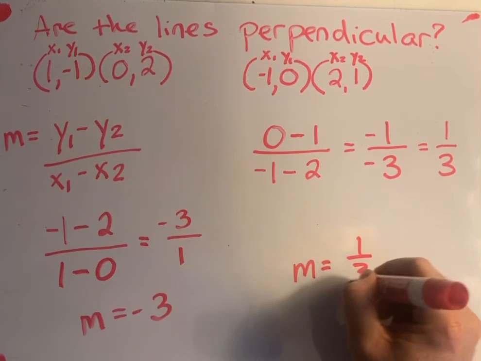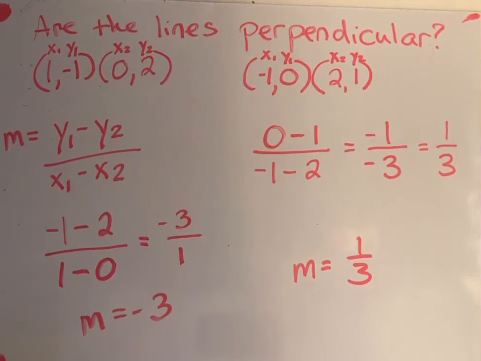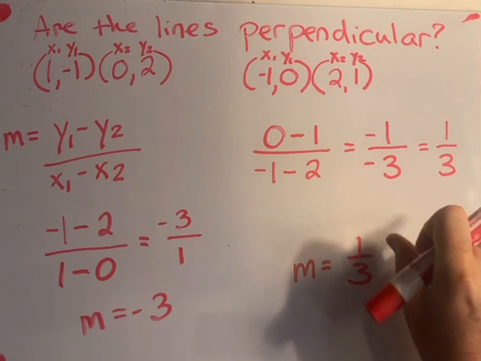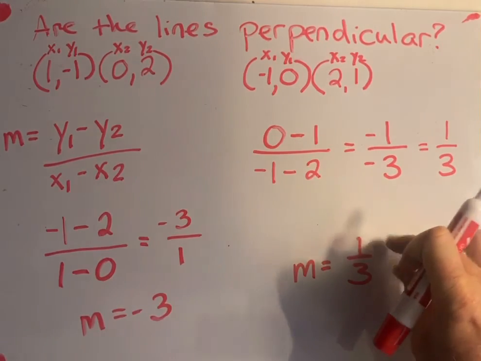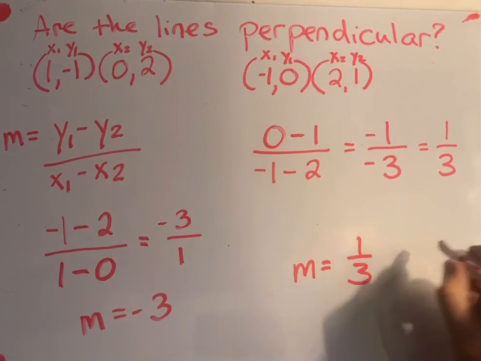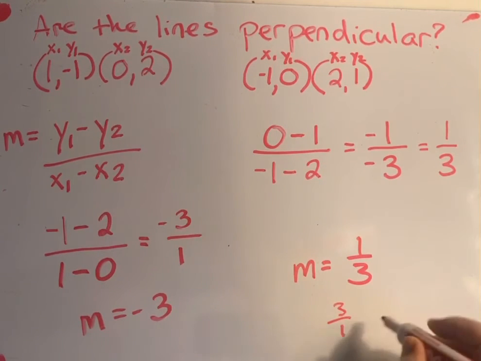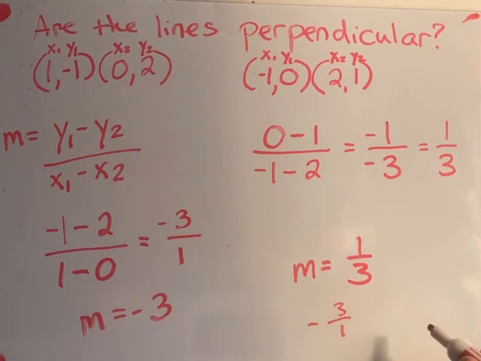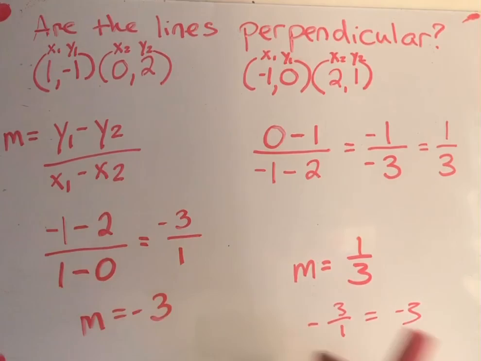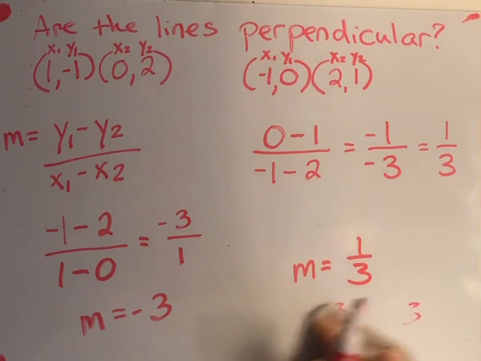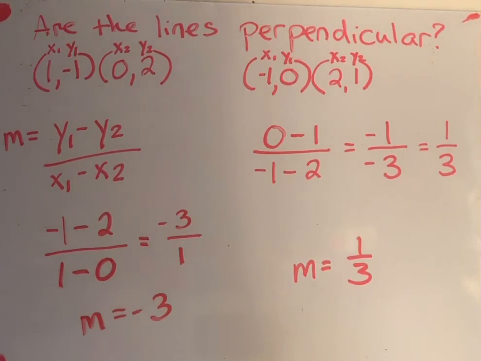So this slope is 1/3. Now, this line has a slope of -3. This line has a slope of 1/3. These two numbers are opposite reciprocals of each other, because if I flipped this, it would be 3 over 1, right? And then the opposite would be -3 over 1. Well, -3 divided by 1 is -3. So these two numbers are opposite reciprocals of each other. So we would say that these two lines are perpendicular.